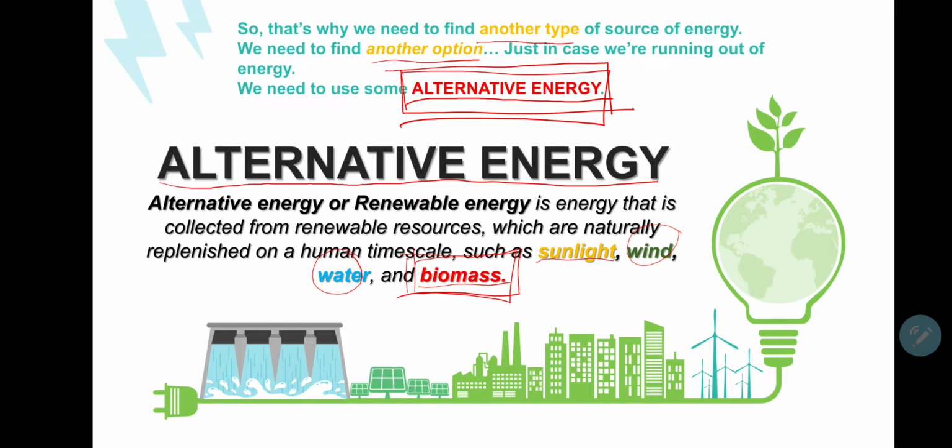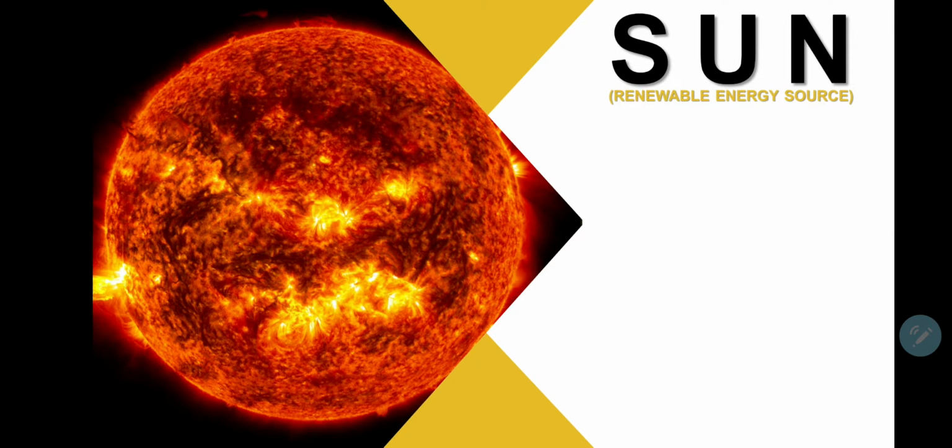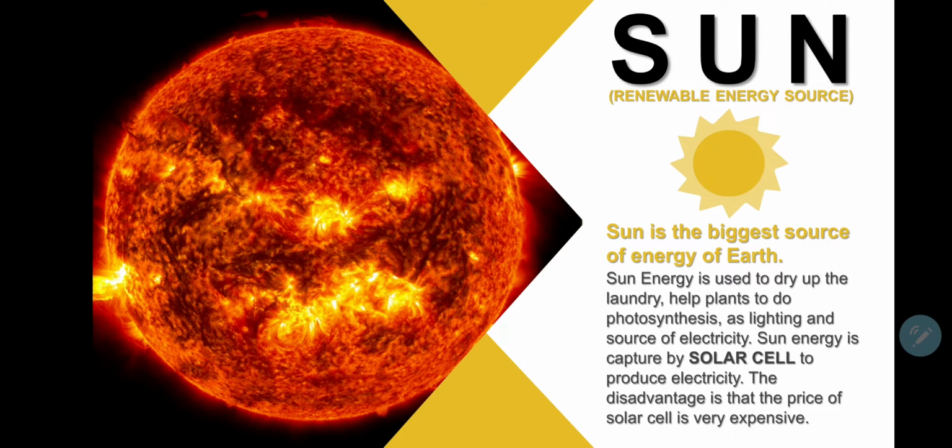So let's go. Next, we want to go to the first example of renewable sources or alternative energy source. The first one is the sun. Sun is the first example of renewable energy source. The fun fact about the sun is that it is the biggest source of energy on Earth.